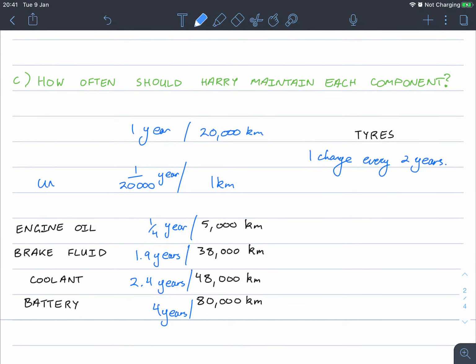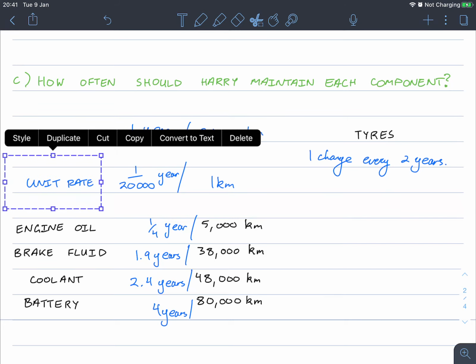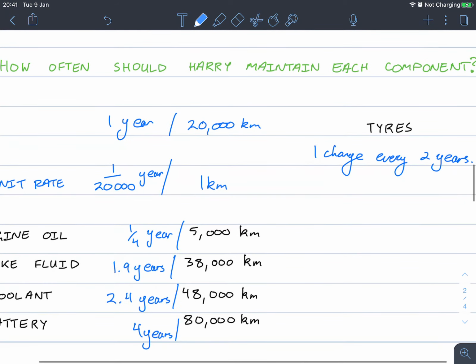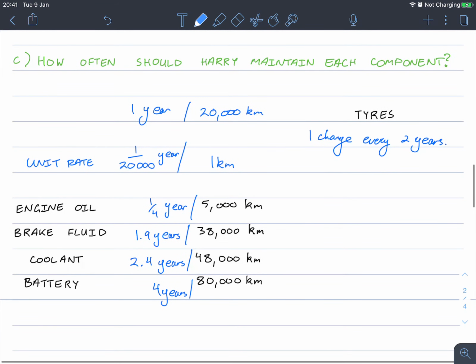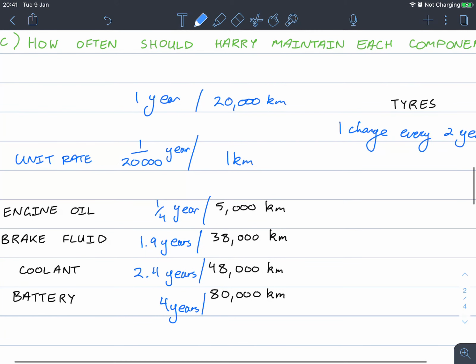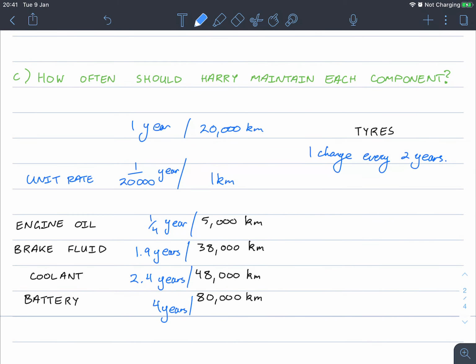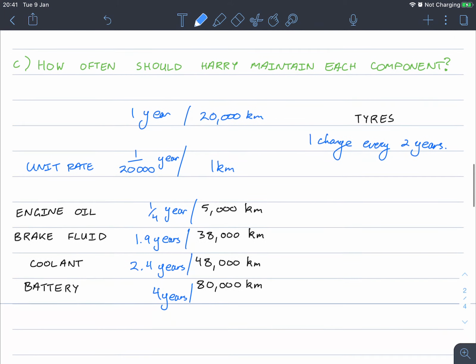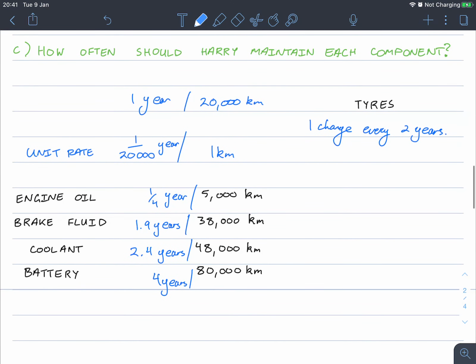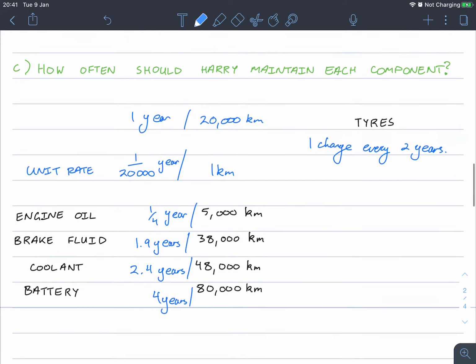Now, obviously, sorry, let me write this. This is the unit rate. There we go. And now what each of these numbers means is that the engine oil needs to be changed every 1/4 of a year, or every 3 months. Brake fluid needs to be changed every 1.9 years. Coolant needs to be changed every 2.4 years. And the batteries every 4 years.